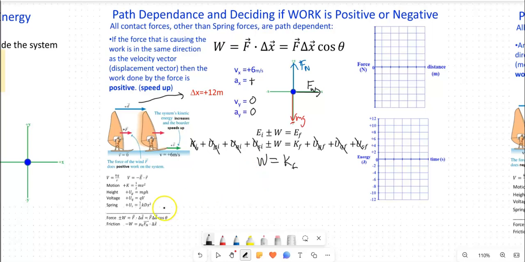Now with work, I said there was no friction in this case. So this is going to be force times the displacement, and that's going to be equal to 1/2 m v final squared. Okay? And we know how far it's gone. We know its displacement. We know its final velocity.